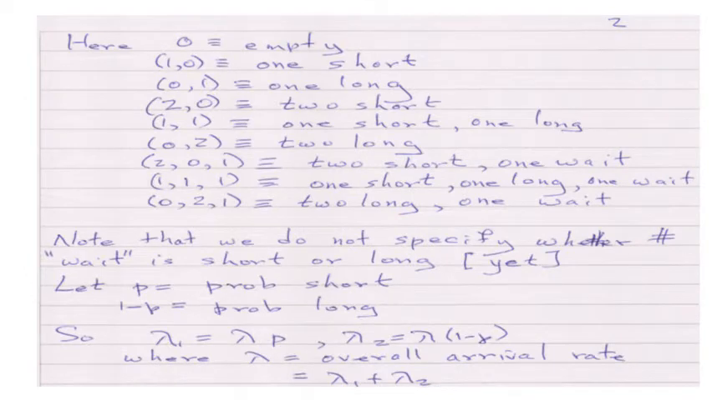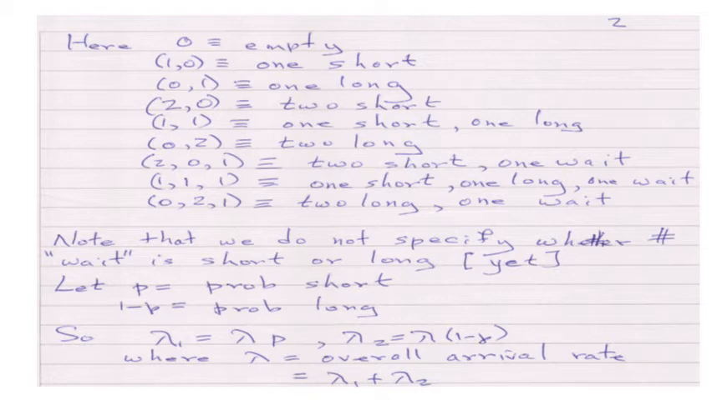Let's summarize what we just said. The states of the system have the following appearance. 0 means the system is empty. 1, 0 means 1 short customer. 0, 1 means 1 long customer. 2, 0, 2 short. 1, 1, 1 short, 1 long. 0, 2, both long. So the first entry is the number of short, and the second entry is the number of long customers.